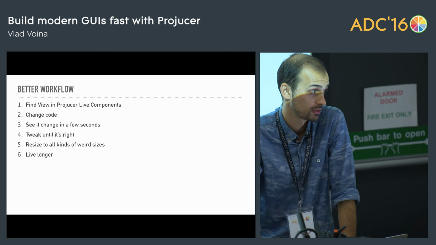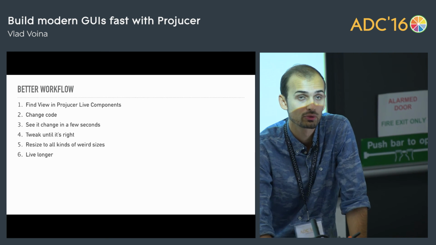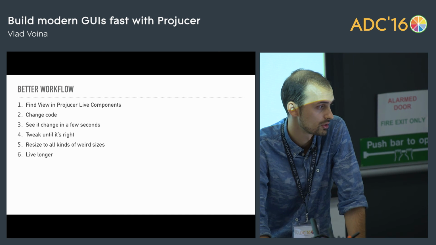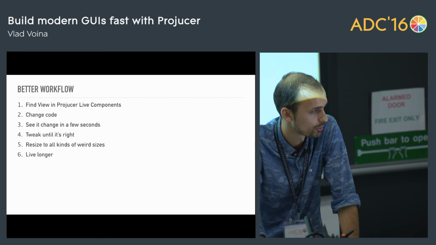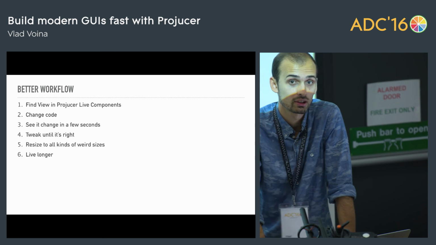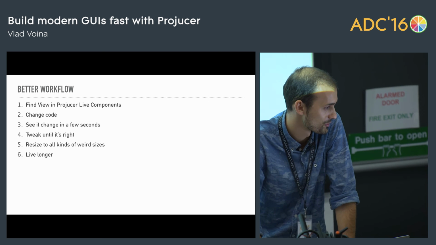So that's slightly better, right? So you find the view in the Projucer live components list, you change the code, you see it change. You do this a few times, obviously, but it's much faster than having to go through a project and then, you know, you get to live longer because it's just not wasted time.